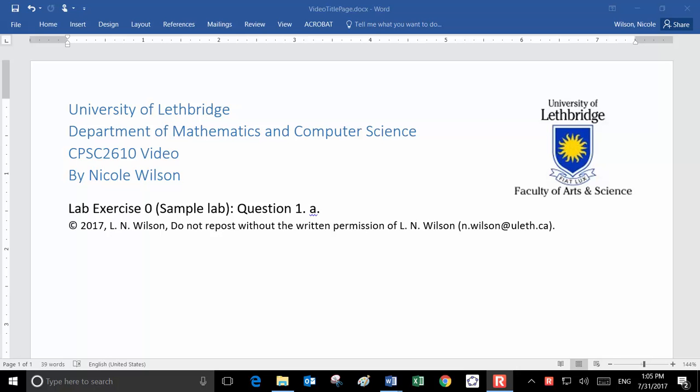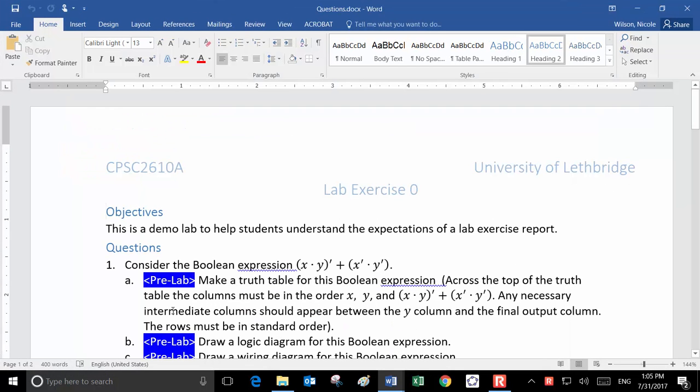This is the Lab Exercise 0 Sample Lab, Question 1a. Question 1 asks us to consider the Boolean expression x NAND y or not x and not y. In part A, we're asked to make a truth table for this Boolean expression. We're instructed to have across the top of the truth table the columns in the order x, y, and then the final outcome. Any necessary intermediate columns should appear between the y column and the final output column, and the rows must be in standard order.